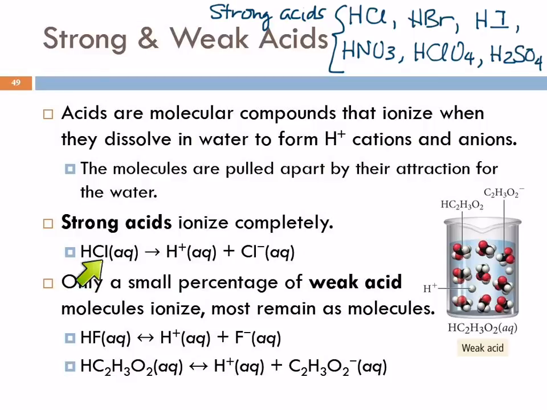So HCl is a strong acid. It separates completely into hydrogen and chloride ions. In solution, there are no hydrogen chloride molecules present. That's true for the strong acids. For the weak acids, it's mostly the intact molecules.